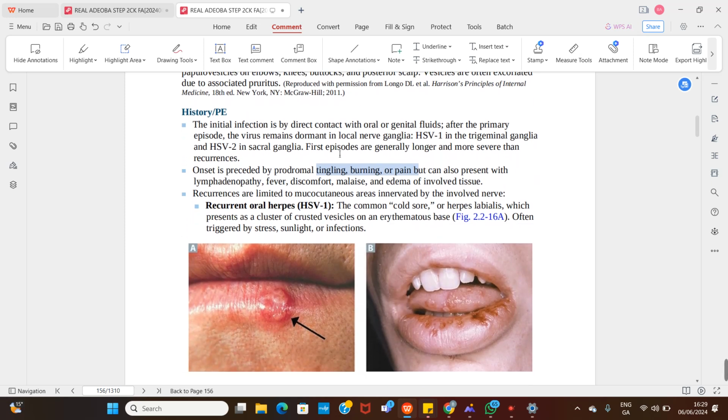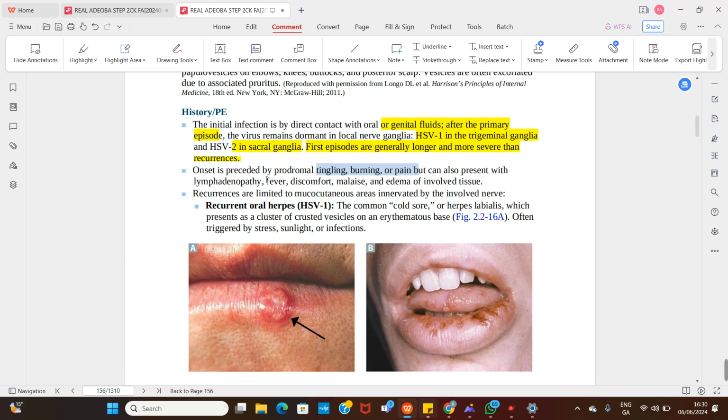So we have talked about the presentation generally. The herpes simplex type 1 and 2. The primary infection is due to exposure to oral or genital fluids, right? That's what causes the primary episode, which is going to lead to gingival stomatitis for type 1 and, for type 2, the genital ulcer. And they can become latent in their respective ganglia. Type 1 will become latent in the trigeminal ganglia, while type 2 will become latent in the sacral ganglia. It's also important to know that the first episode usually lasts longer and is more severe than the recurrences. So the primary infection is worse than the secondary infection. That's what they are trying to say.